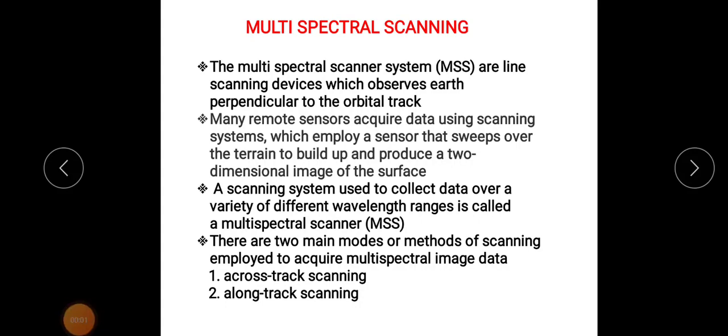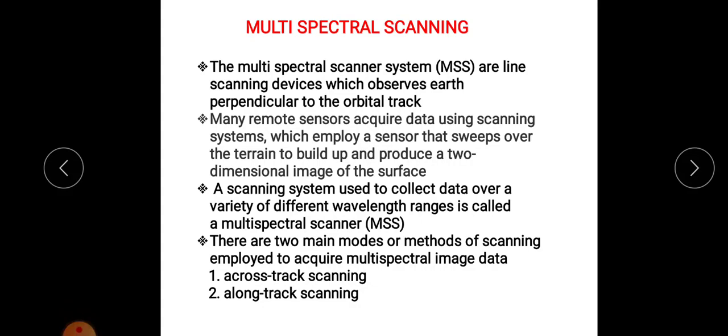Good morning, students. Today's topic is multispectral scanning. In remote sensing, we are taking the two-dimensional image of Earth surface features. We have to study how we are taking these images of the Earth's surface, and that system is known as the scanning method, or scanners.